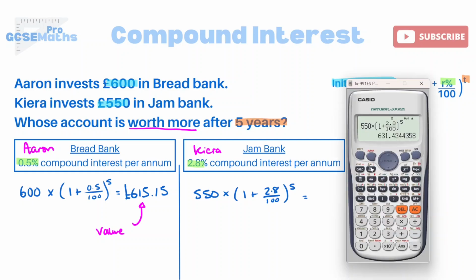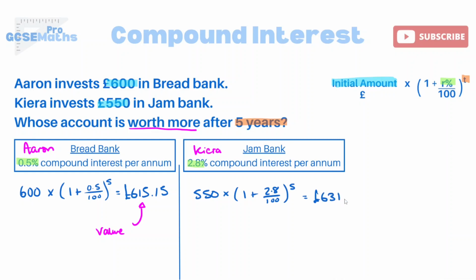That is £631.43. And again, that is the value of Kiera's account after 5 years. It includes the 550 plus all her interest.